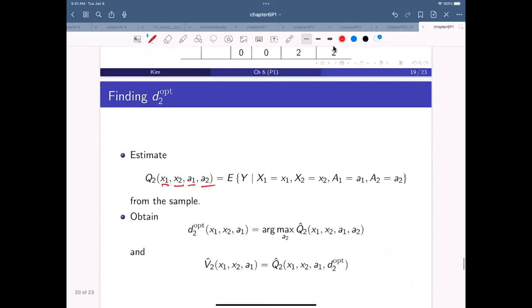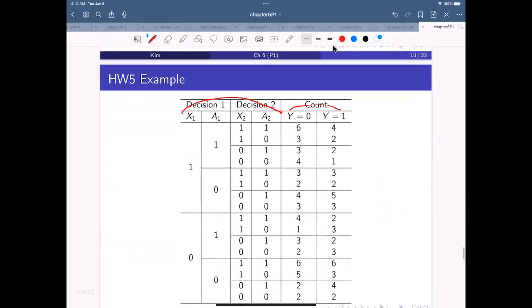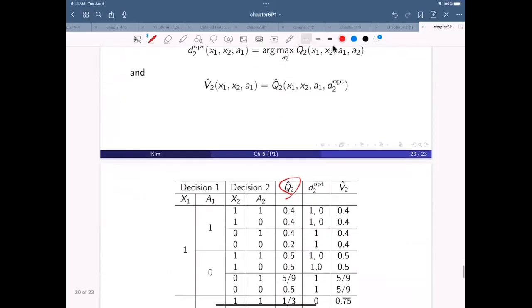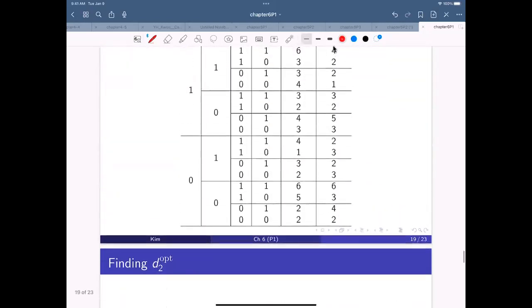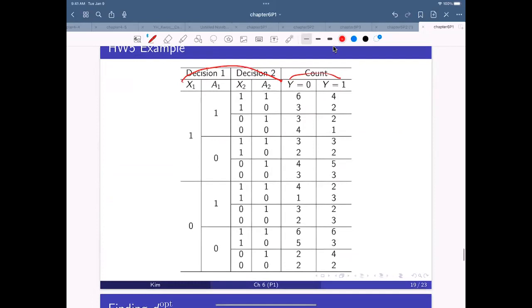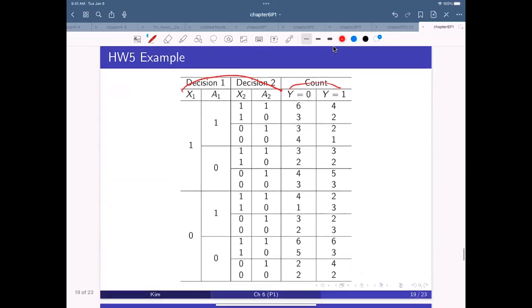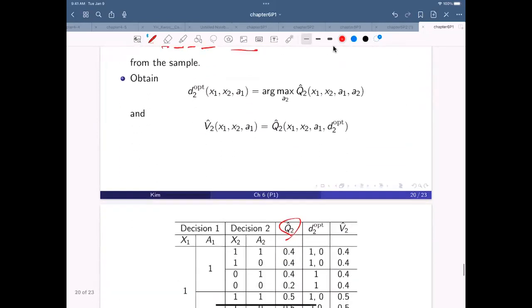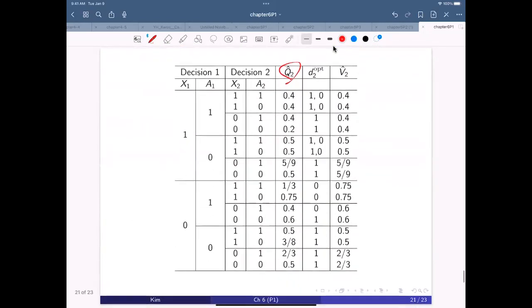Okay. So what is the Q2 function? Basically, Q2 is nothing but the expectation of Y given all possible combinations. So that means we can, from the data, this is a real simple toy example, but still you can at least estimate, right? The Q hat 2. So you can actually compute all this using the data.